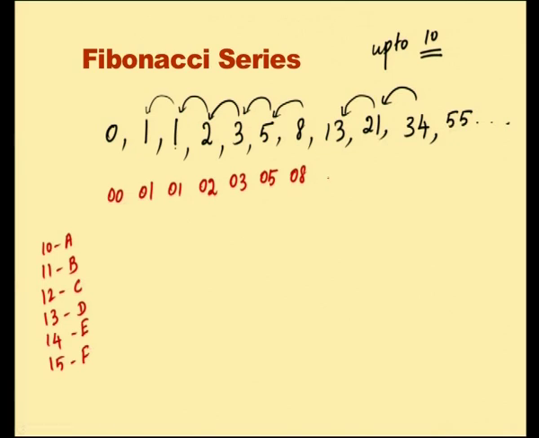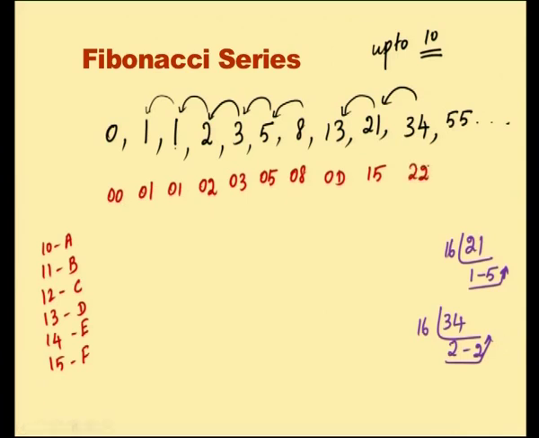So, 13 should be replaced with 0D. Then 21: we couldn't write it as it is, so it should be converted into a hexadecimal number. 21 divided by 16 is 1 times 16, remaining 5. So, the value is 15. Then 34 to be converted into hexadecimal, divided by 16: 2 times 16 is 32, remaining 2. So, this is 22.